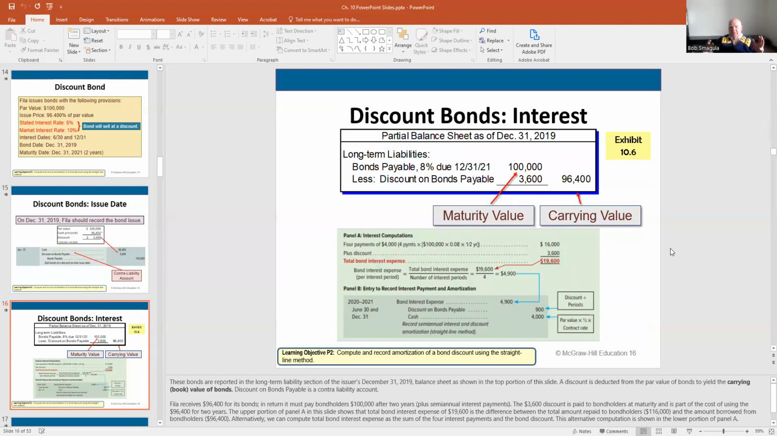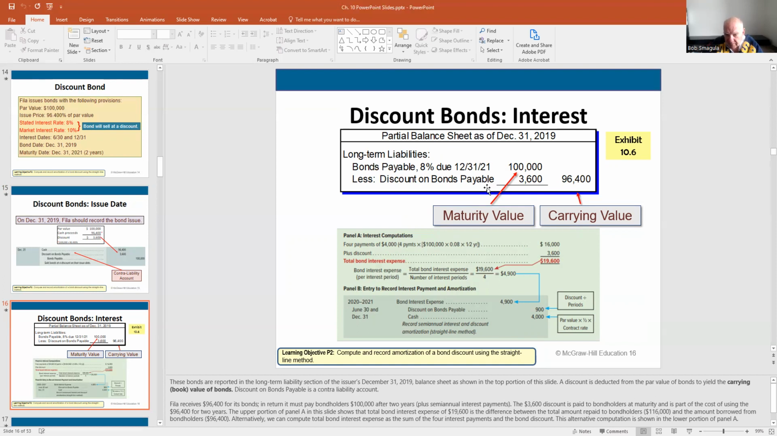Discount on bonds. Now they're talking about the interest. Bonds payable. This is how it's going to look in your balance sheet. You're going to see long-term liabilities, bonds payable, 8%, $100,000. That number is never going to change until you pay the bond back at the end of the maturity date.